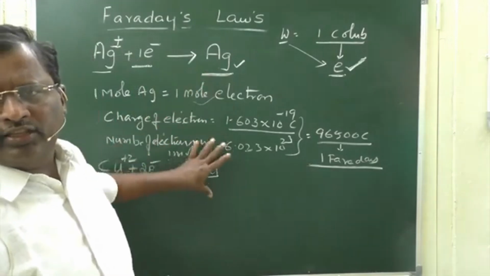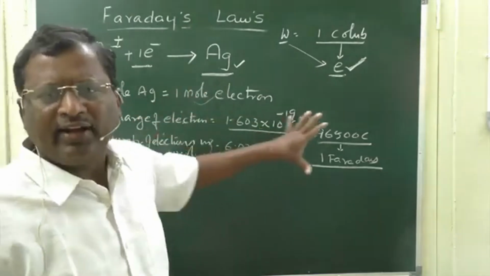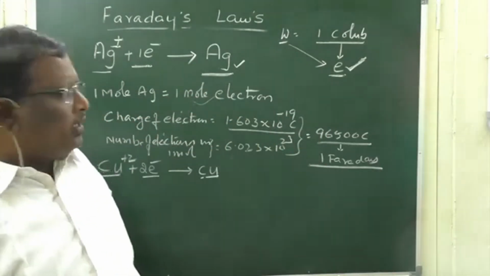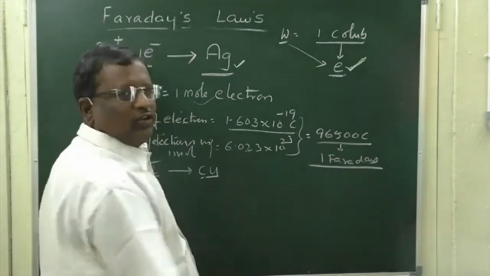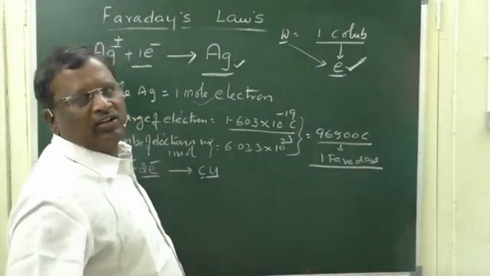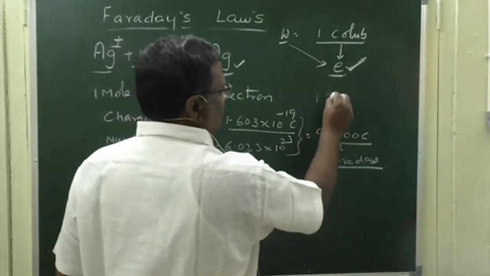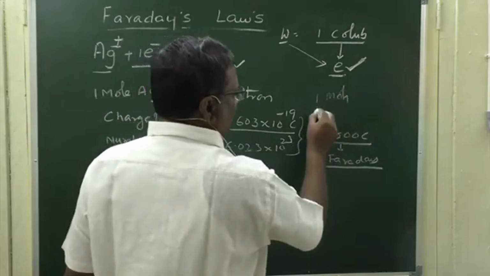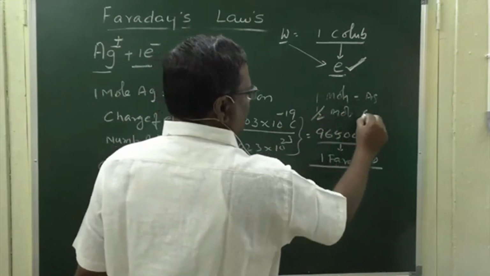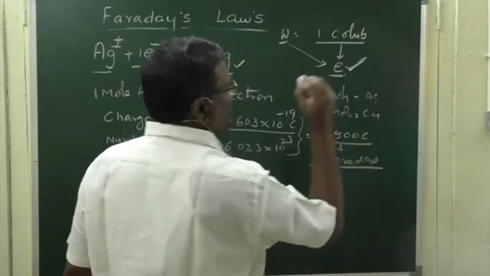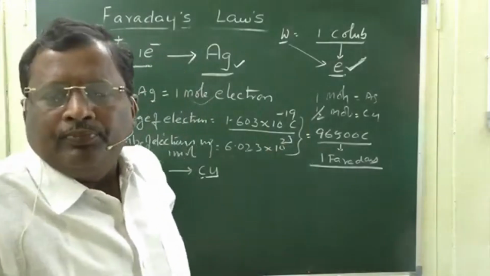Now, with both these electrolytic cells, suppose I pass only 1 Faraday of electricity, what happens? If I use 1 Faraday of electricity, that is 96,500 coulombs, or 1 mole of electrons, in the electrolysis, then 1 mole of silver is deposited, but only half a mole of copper is going to deposit.